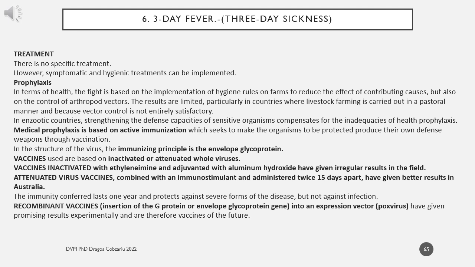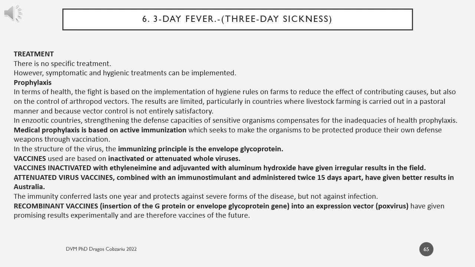In enzootic countries, strengthening the defense capacities of sensitive organisms compensates for the inadequacies of health prophylaxis. Medical prophylaxis is based on active immunization which seeks to make the organisms to be protected produce their own defense weapons through vaccination. In the structure of the virus, the immunizing principle is the envelope glycoprotein. The vaccines used are based on inactivated or attenuated whole viruses.